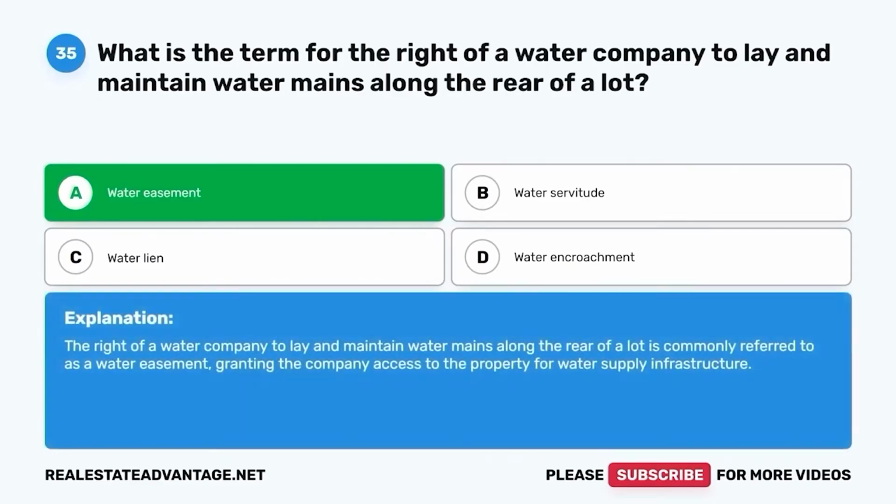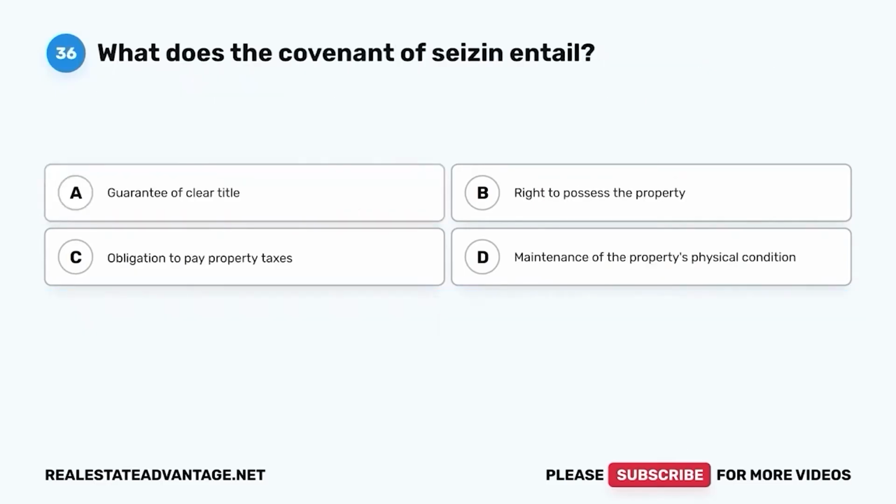The right of a water company to lay and maintain water mains along the rear of a lot is commonly referred to as a water easement, granting the company access to the property for water supply infrastructure. Question 36. What does the covenant of seisin entail?